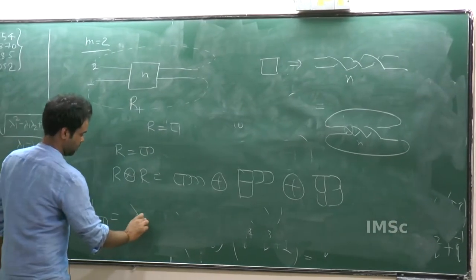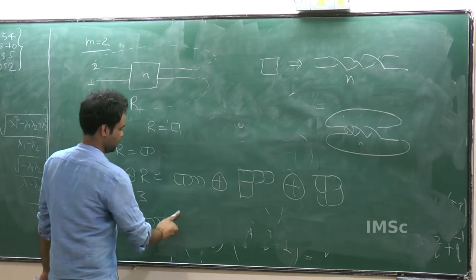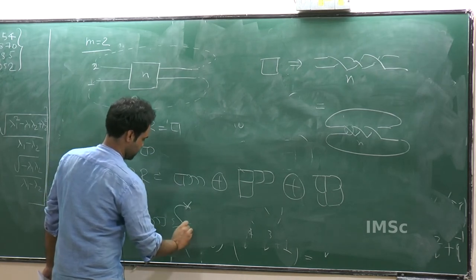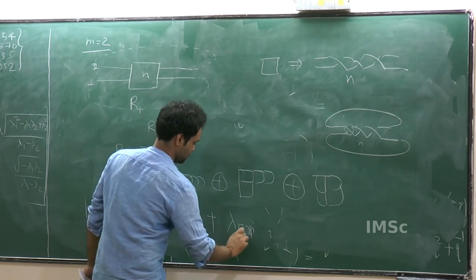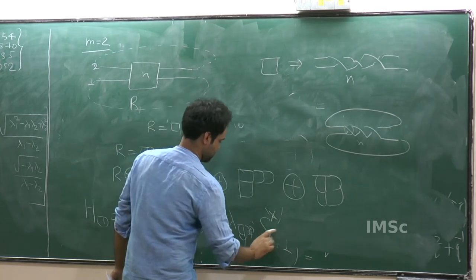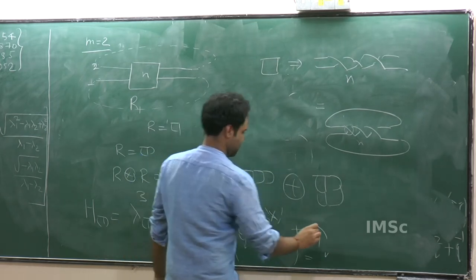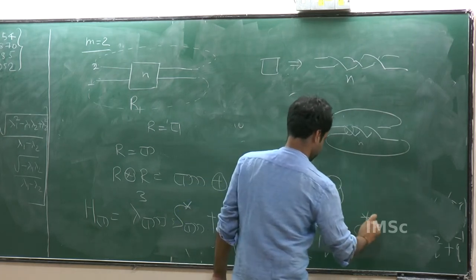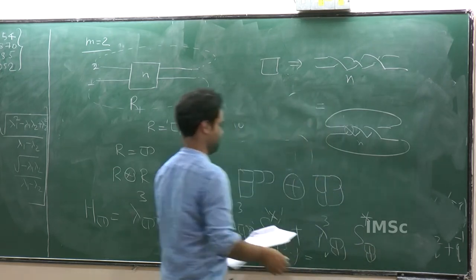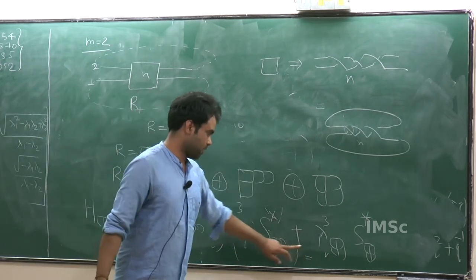So what is the HOMFLY for the symmetric box? It is nothing but lambda to the power 4 times the quantum dimension for this, plus lambda to the power 3 comma 1 times the quantum dimension of 3 comma 1, plus lambda to the power 3. And you can calculate what is lambda and what is the quantum dimension.